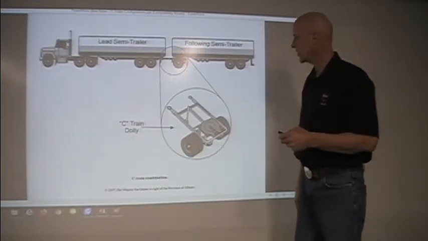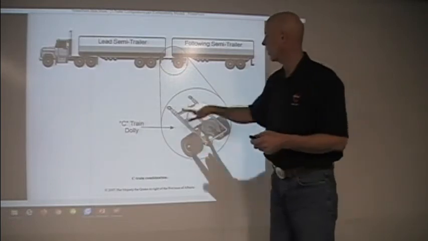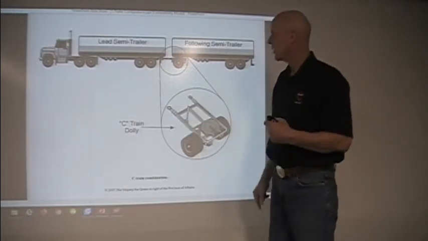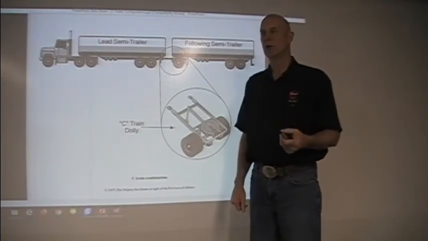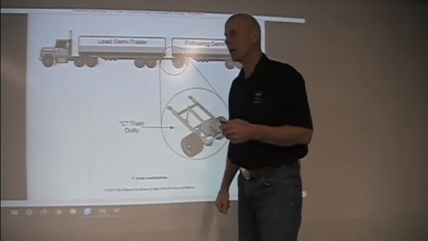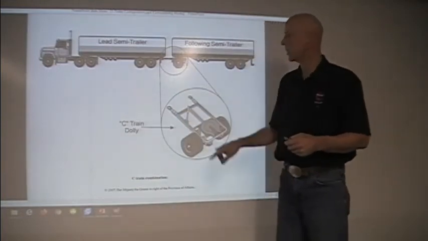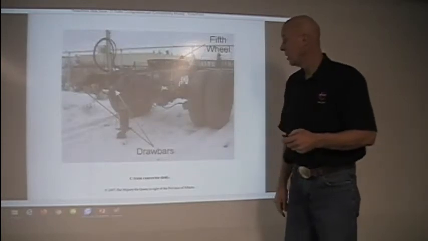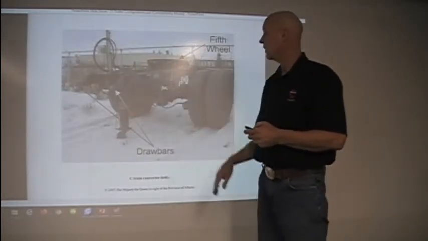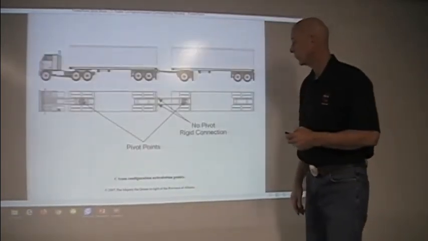When we take a look at a C-train, instead of having a single pintle hook, it will have a dual pintle hook. So on the back of the lead trailer, you may see 3 pintle hitches, one for a single pintle hitch and one for C-train. C-train converter dollies, again, you can see the dual setup on the front of this.